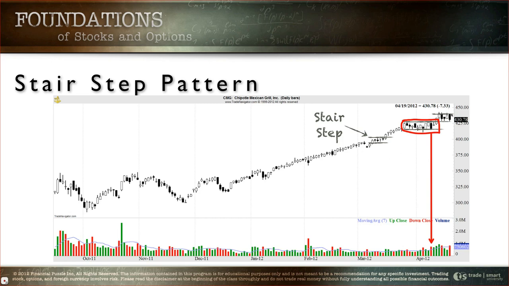We did get that. We got a stair step here. And then the last one here, take a look at this. We got volume that's declining here as the next level of the stair step is continuing. Okay, so that was on CMG.